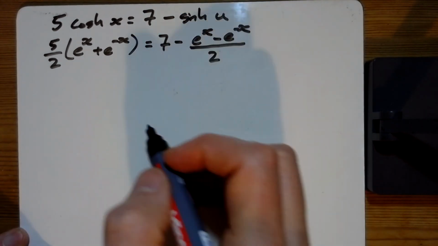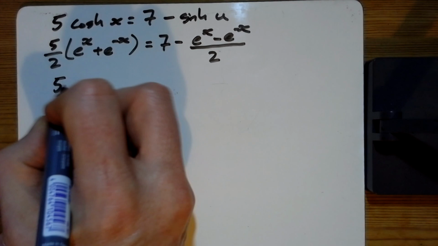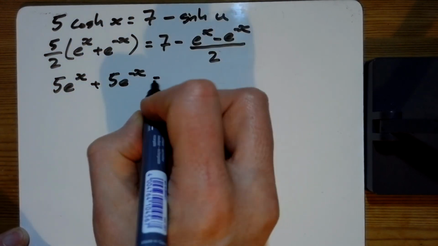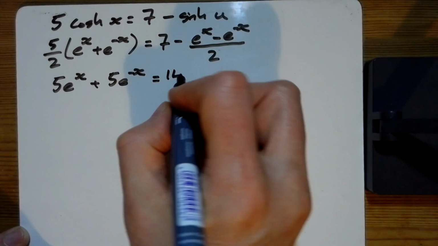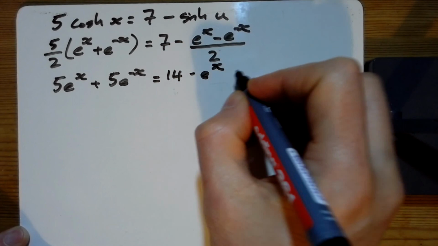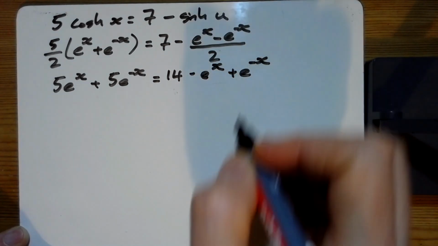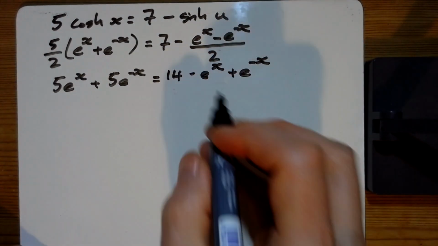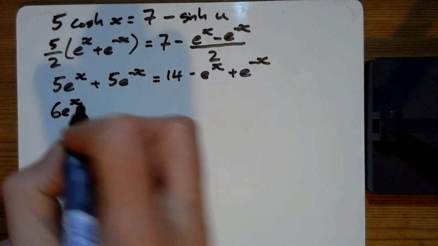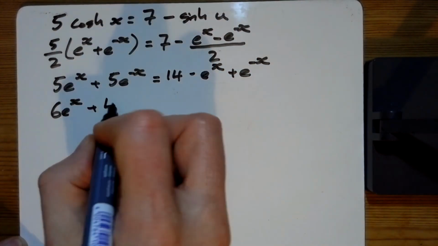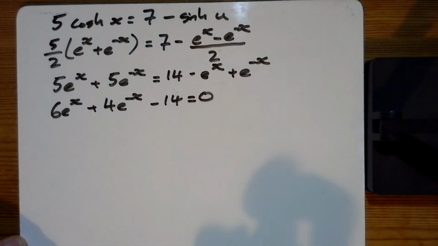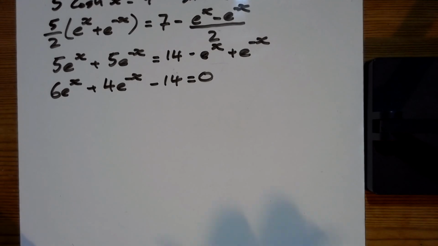Should we times everything by 2 and multiply it out, just to make sure we're not going to make any mistakes for this? So I've got all of that. I'm timesing by 2, I said, so I'm going to have a 14 here, and I'm going to have a minus e to the x and a plus e to the minus x. So let's add that one. So I'm going to have 6 of those. Let's take away that one. I'm going to have 4 of those. Minus 14 equals 0. And we'll times it all by e to the x as well.